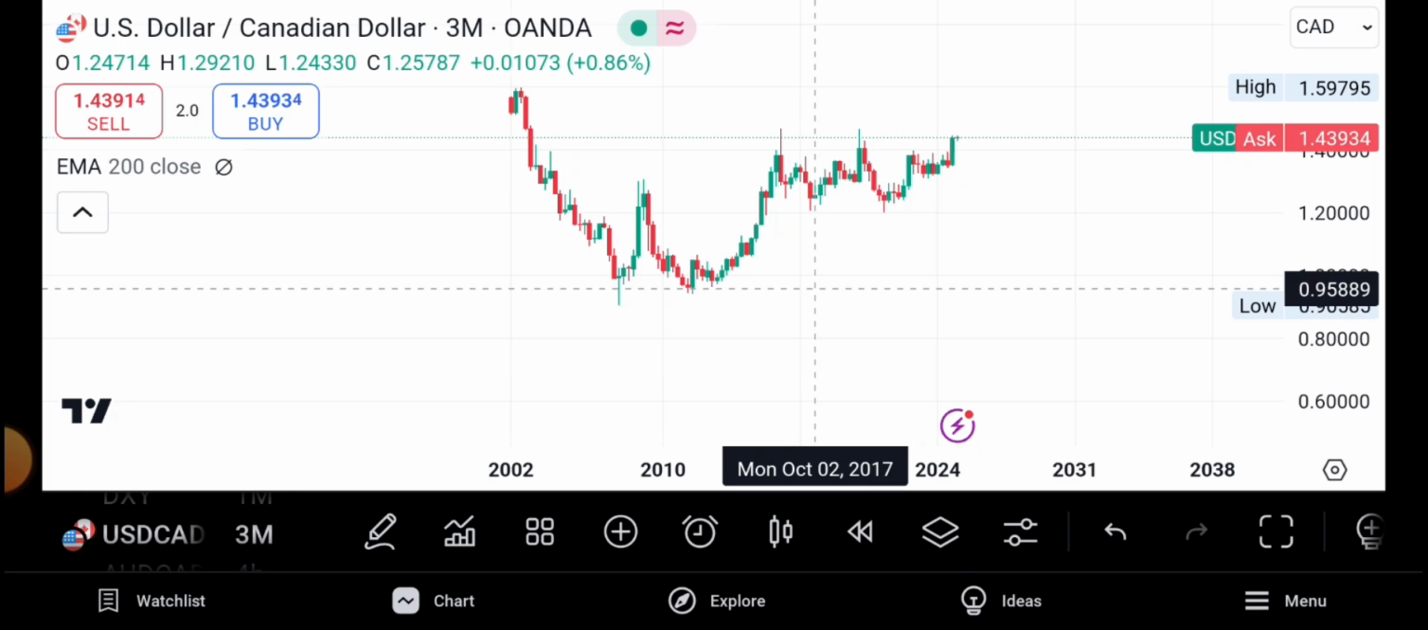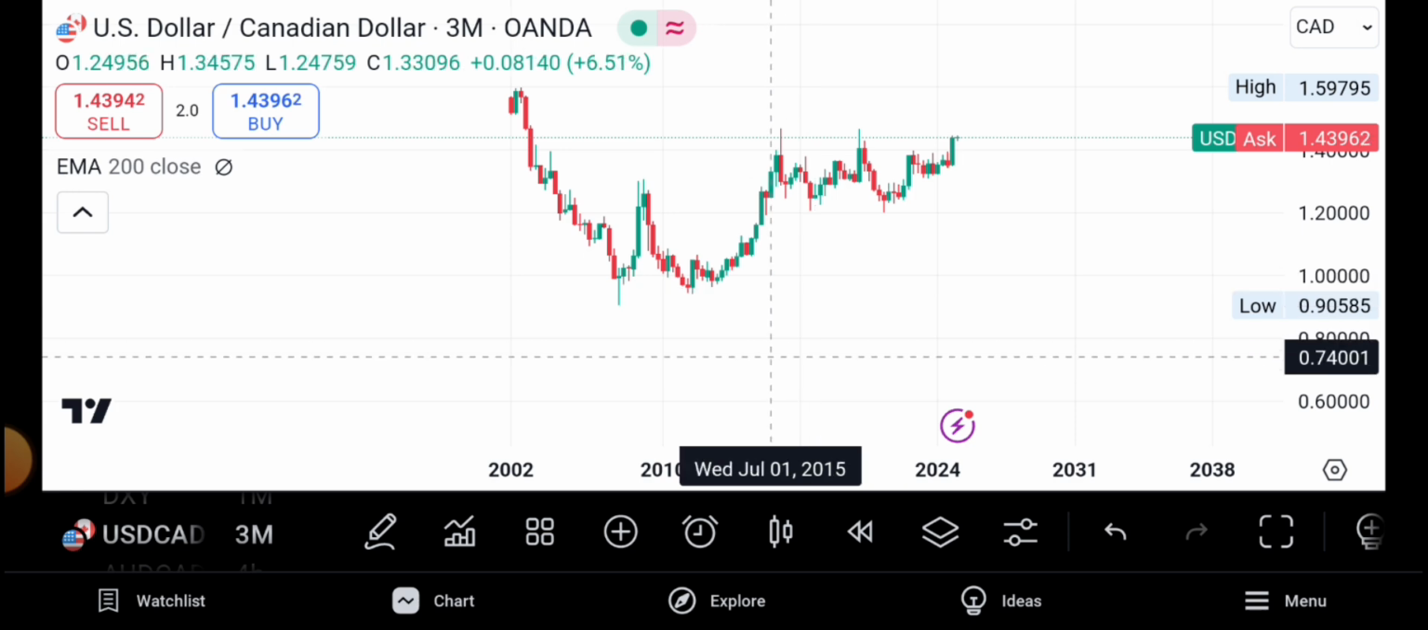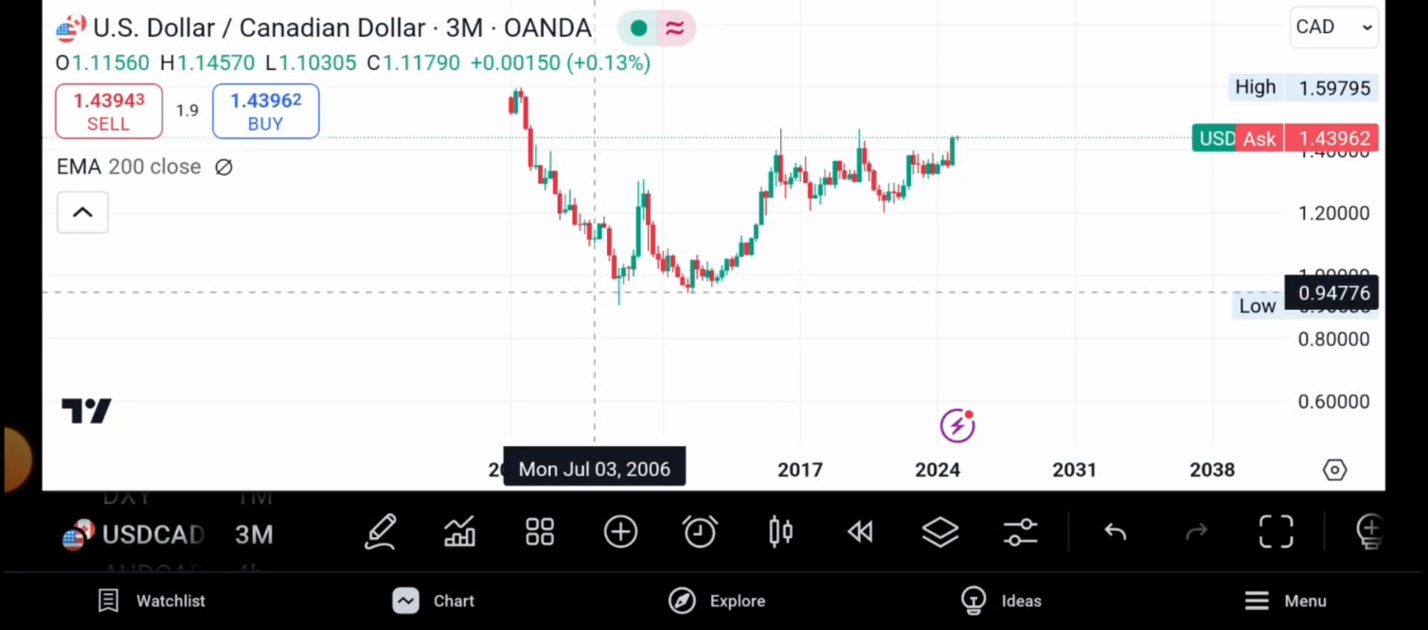So guys, as promised earlier, we are going to analyze all the major currencies. I've already done the EURUSD, GBPUSD, USDCHF, and today I want us to do USDCAD and see where the direction is, and if we shall continue to buy this pair.